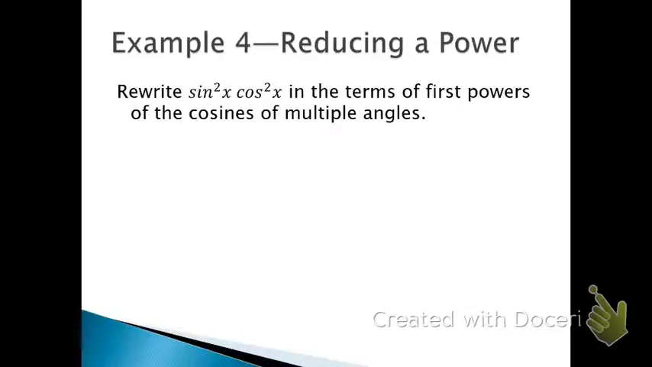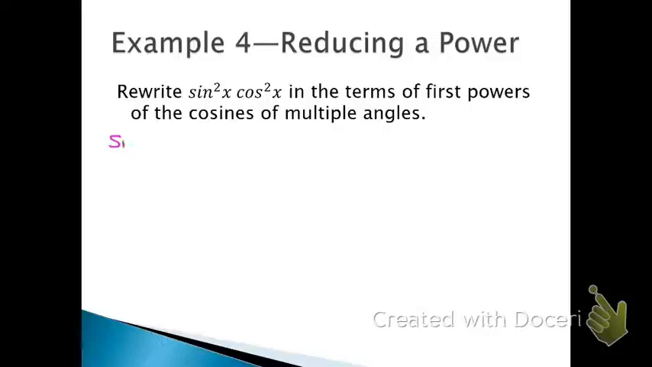Okay, so we're going to rewrite sine squared of x, cosine squared of x in terms of first powers of cosines of multiple angles. So like I just said, remember we can have multiple angles, means we can have 2x and 3x, 4x, 5x, whatever, but we want the first powers, so no squares, and it says of cosines. Well, what do we know?